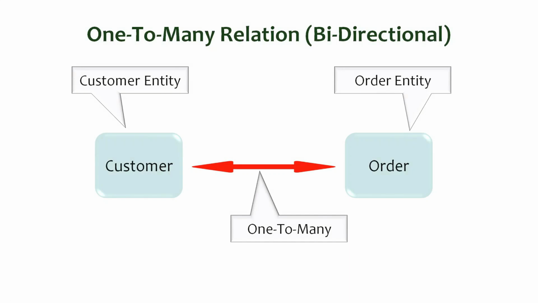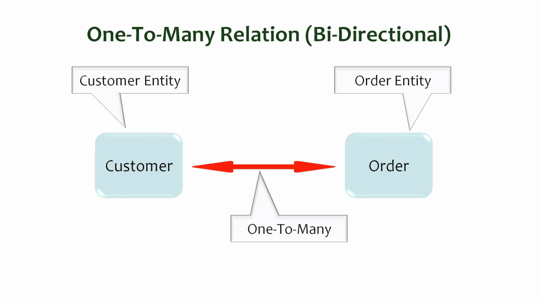Hi, welcome back. In the previous section, we have created the customer JPA entity. In this video, we will create the order JPA entity and will establish a one-to-many relationship between customer and order. Here, one customer can place multiple orders and multiple orders belong to one customer.